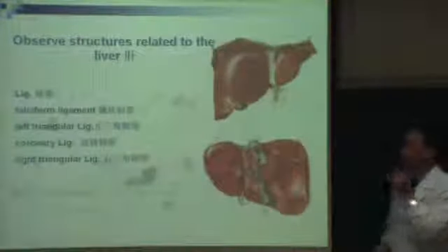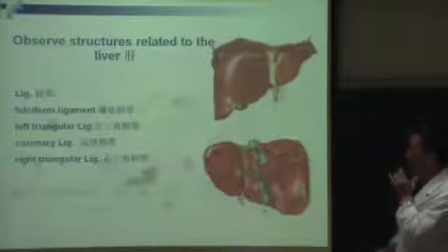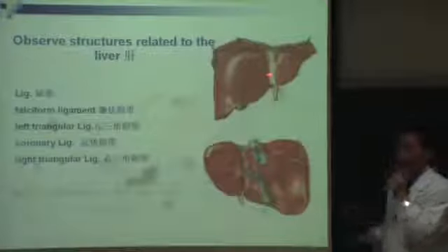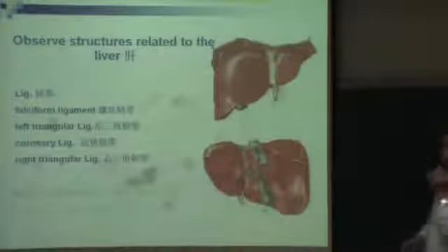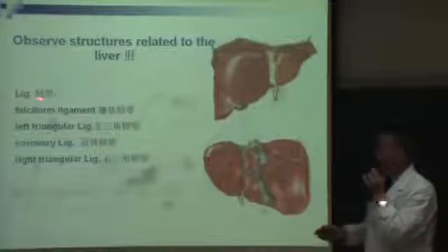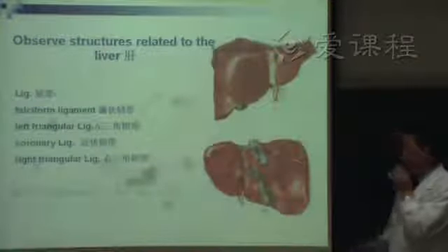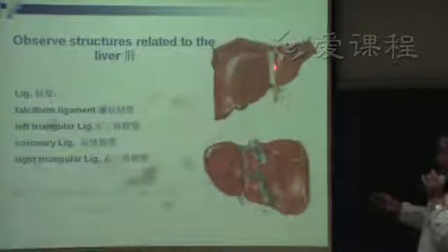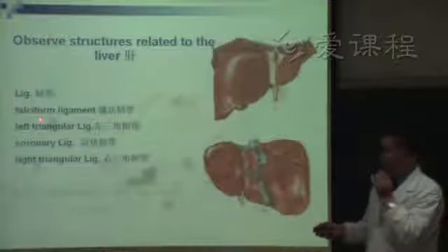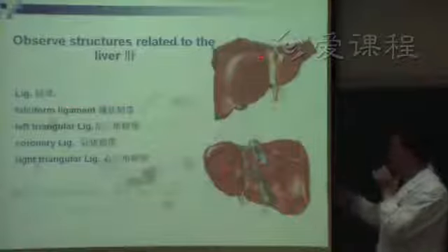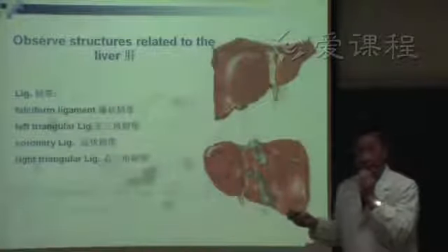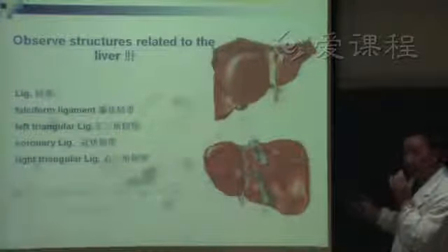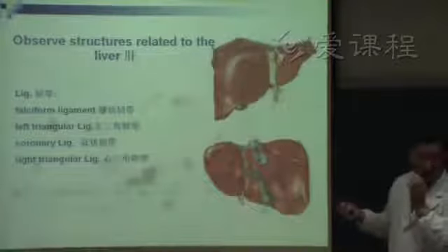Okay. And then we should observe the structures related to the liver. What is the liver? This is the liver. Around the liver, we can see some ligaments. First, we should identify this ligament. This is the falciform ligament. The falciform ligament divides the liver into right and left lobes.